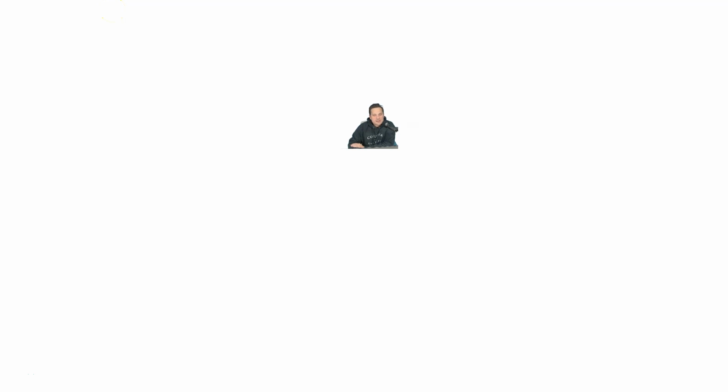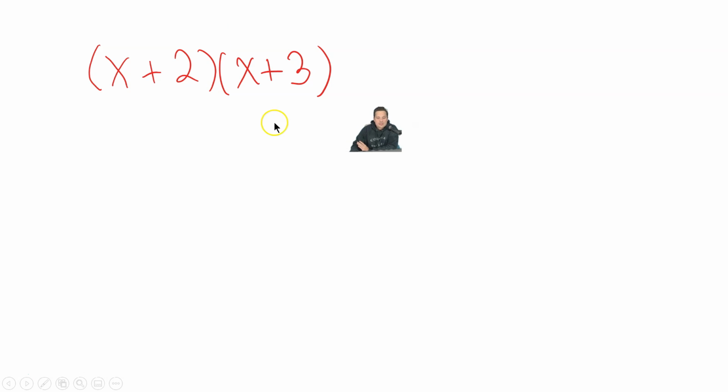Let's take a look at several examples of factoring using only positive values. So imagine first I'm just going to motivate why we factor a particular way. Imagine I have instead x plus 2 multiplying x plus 3. So let's FOIL this out so you can understand factoring better.